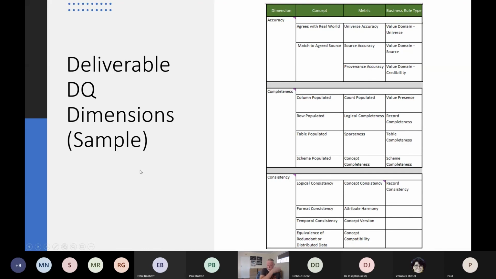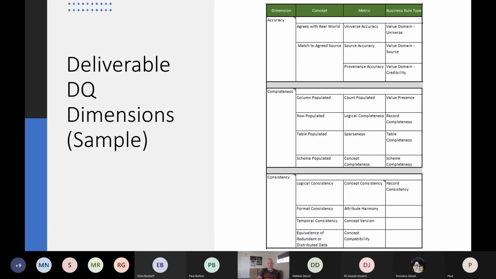Okay, so this is an example of what I've done, applying it to reference data and master data. What I've done is just taken the top 3: accuracy, completeness, and consistency. And I spoke a lot about agreeing with the real world and matching to an agreed source. Now, completeness has more to it than what I've looked at so far. So, are we complete at a column level? Are we complete at a row level? Are we complete at a table level? And are we complete at a schema level?